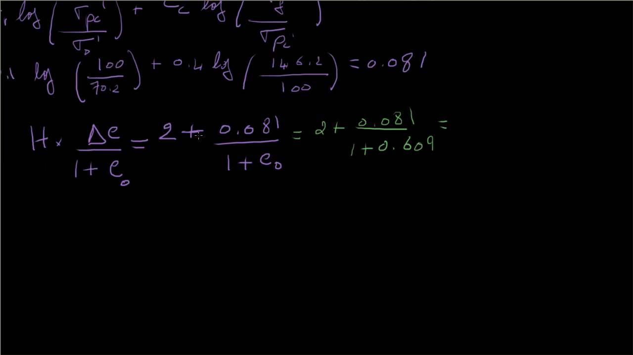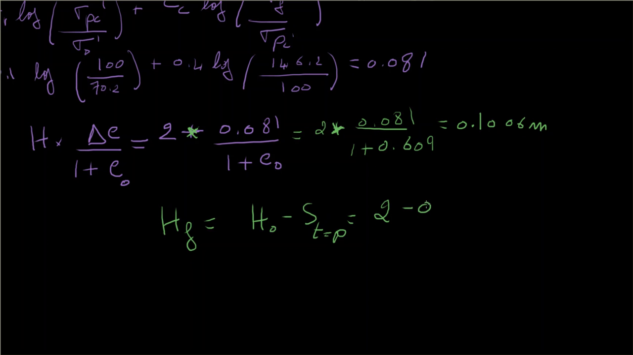Let's use this value now. Sorry, that's multiplication. The settlement is 0.1006 meters. So this much the soil has settled. That means my final soil height is my initial soil height minus my settlement. Initial is 2 minus 0.1106. That would be roughly 1.9, or I could say exactly 1.899 meters. Okay, and that's the end of this question. Thank you.